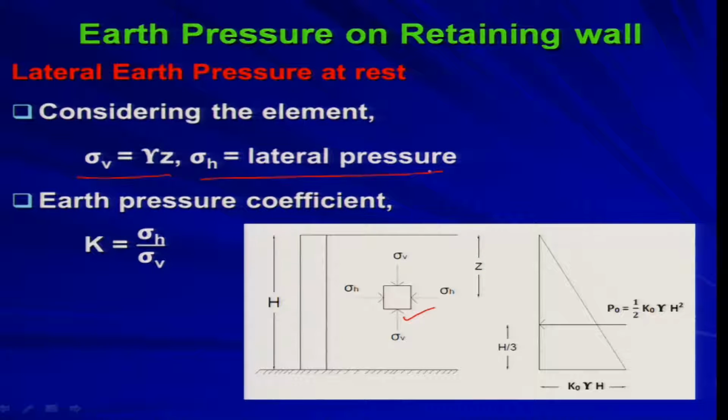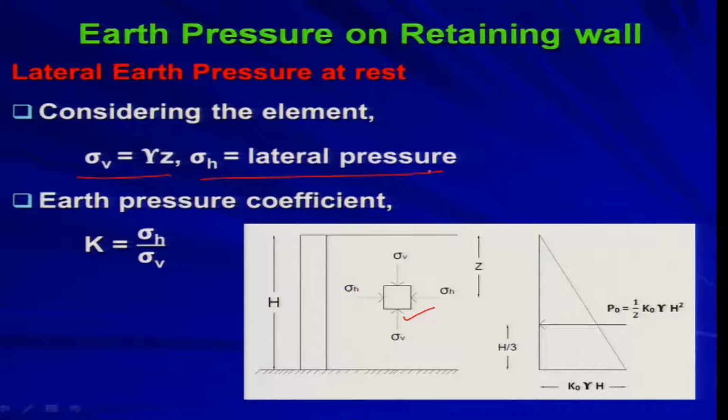So, once you know sigma v, you can find out sigma h if you know the relation between sigma v and sigma h. Sigma h is nothing but your lateral earth pressure. In case of rest condition, this is the earth pressure at rest. In active situation it will be the active pressure, and in passive situation it will be the passive pressure. This lateral pressure is nothing but the earth pressure.